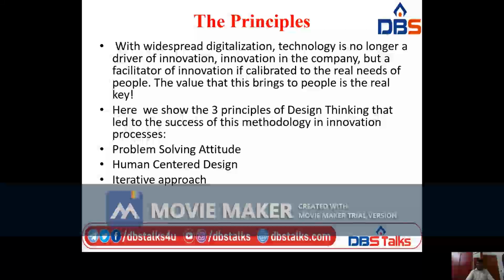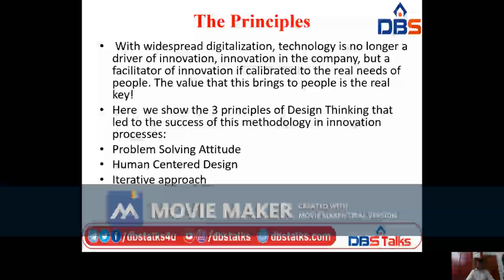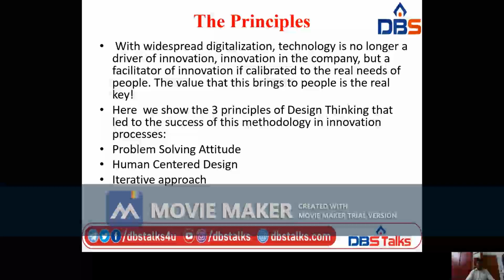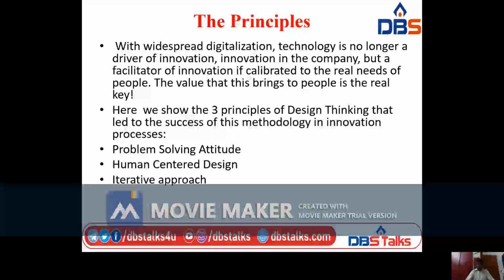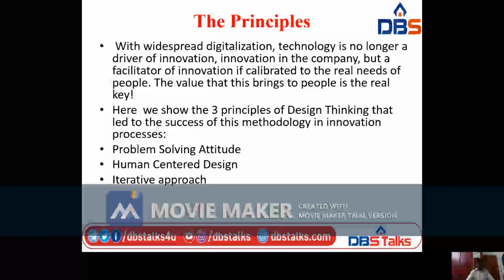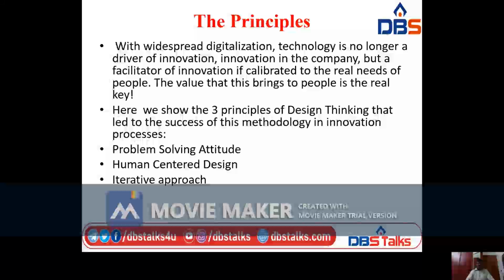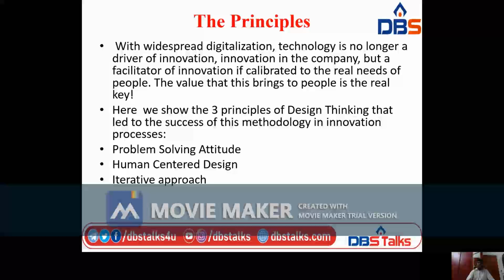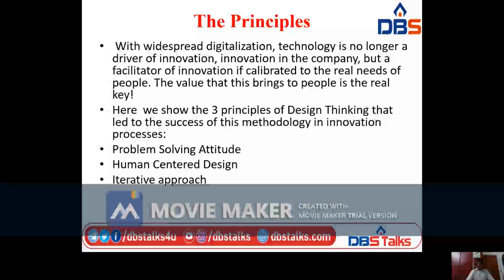Here we show the three different types of principles we are using. These are the principles that led to the success of the design thinking methodology in innovative processes. They are the problem solving attitude, human-centered design, and then the iterative approach. These are the three principles we are using especially for the purpose of design thinking.